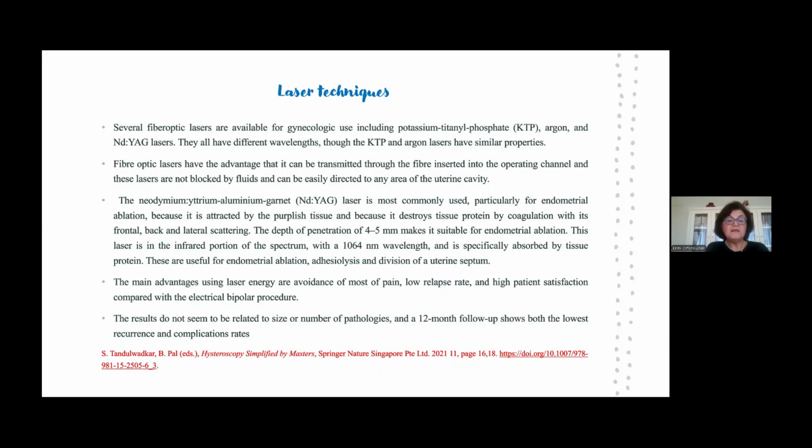The main advantages of using laser energy are avoidance of most pain, low relapse rate, and high patient satisfaction compared with the bipolar energy procedure. The results don't seem to be related to the size or number of pathologies, and 12-month follow-up shows both better recurrence and compliance rates.